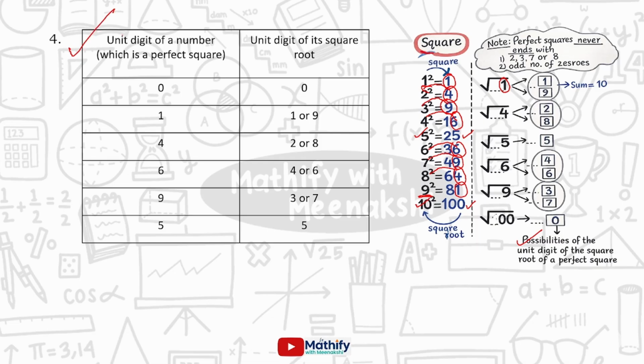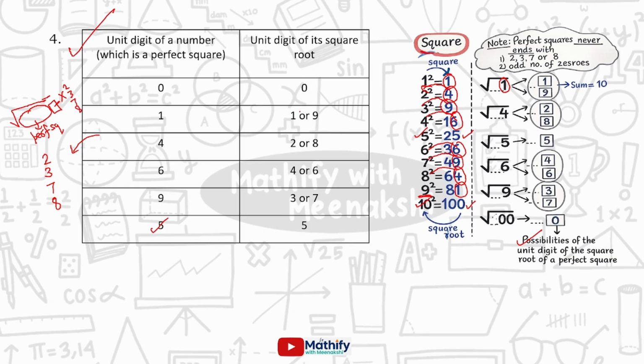So I have attached a table here too: if a number ends with 0, then the square root will end with 0. If a number ends with 5, its square root will end with 5. And for the remaining digits, we have two possibilities. It might be possible you are thinking why I didn't write the digits 2, 3, 7, 8. As I told you, under the square root we have a perfect square, and a perfect square never ends with 2, 3, 7, 8. That's why this unit digit can't be 2, 3, 7, 8, so I didn't write those digits here.